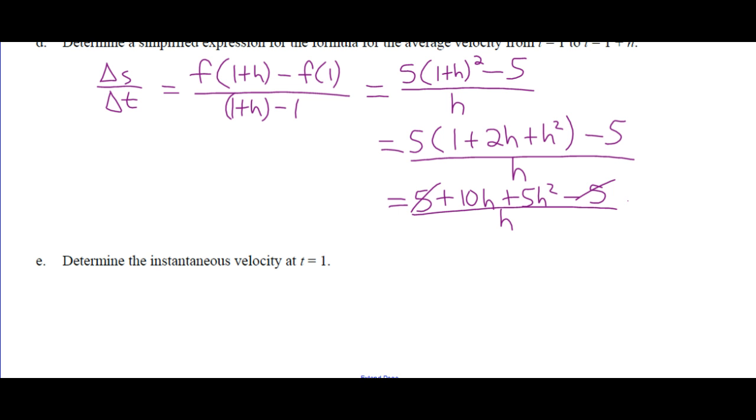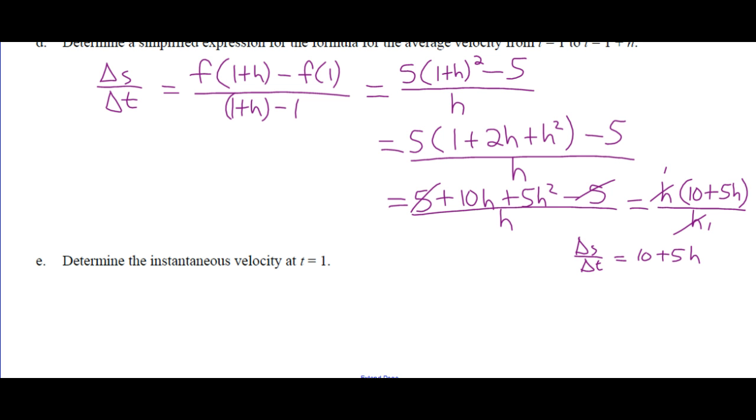5 minus 5. Let's write that as what? 10h plus 5h squared over h. So we got 10 plus 5h. That is our average velocity, right? Over the interval from 1 to 1 plus h.